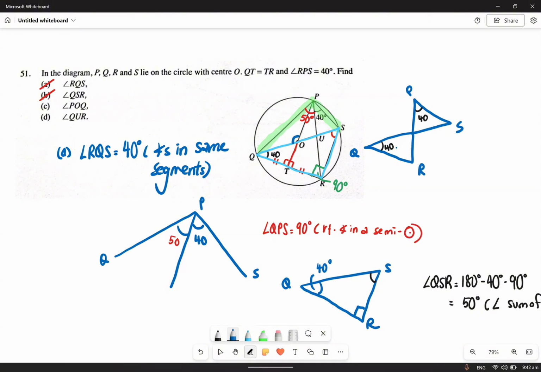PQS. Okay, why do you say we can find PQS first? Alternate angles. How do you know it's alternate angle? Oh wait, no. Sophia also said alternate angle, but alternate angle only comes when I have parallel lines, and they never said we can assume that. You understand what I'm saying? Very good, very smart.